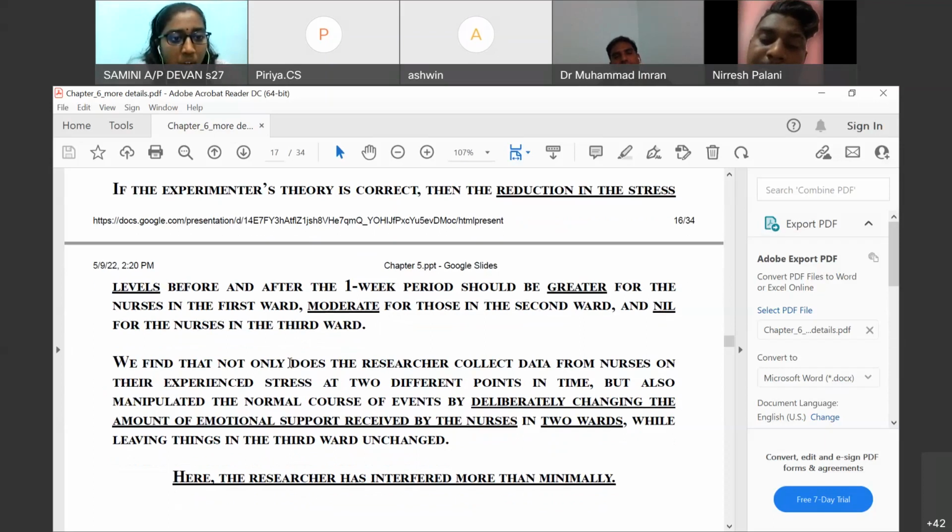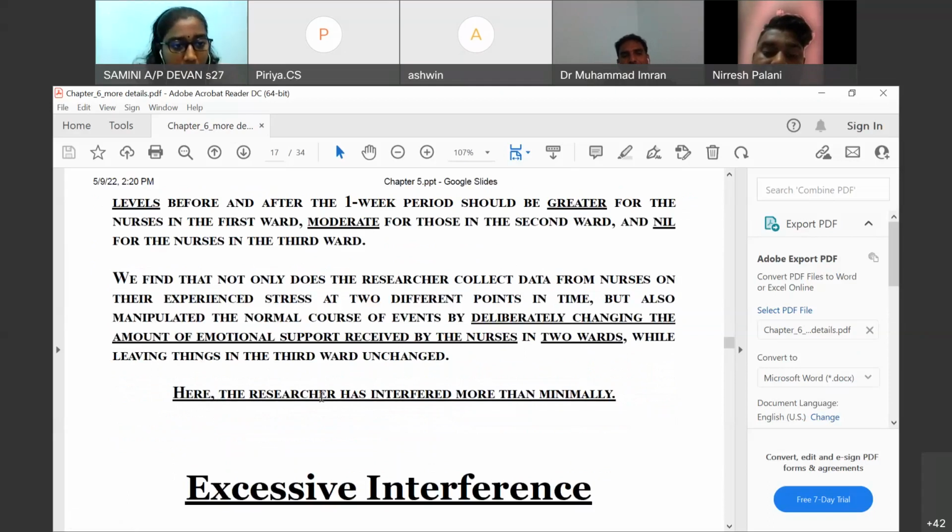We find that not only does the researcher collect data from nurses on their experienced stress at 2 different points in time, but also manipulated the normal course of events by deliberately changing the amount of emotional support received by the nurses in 2 wards while leaving things in the third ward unchanged. The researcher has interfered more than minimally.